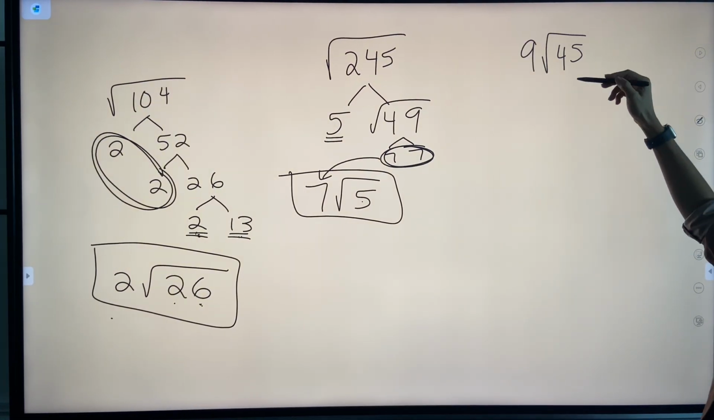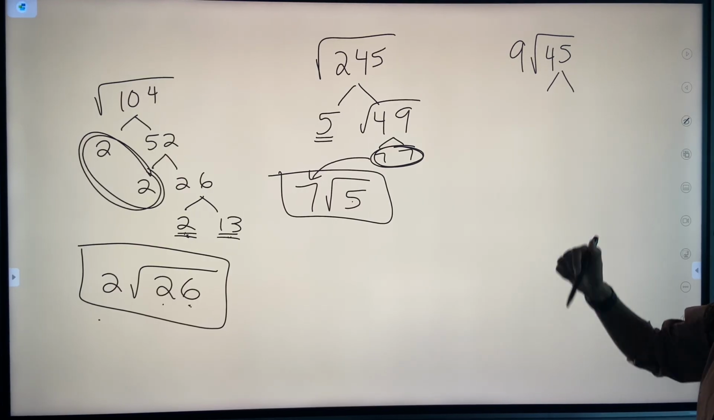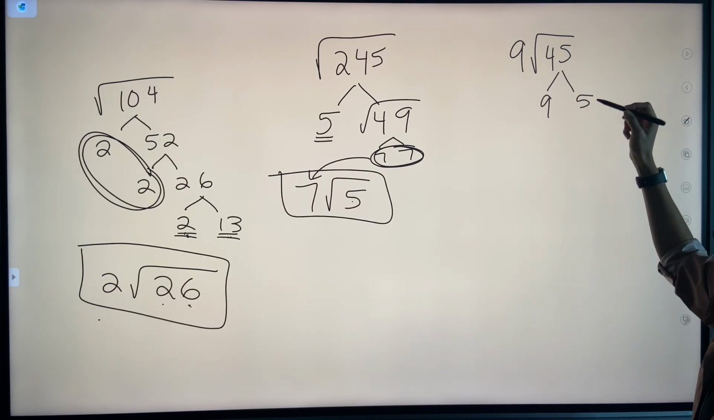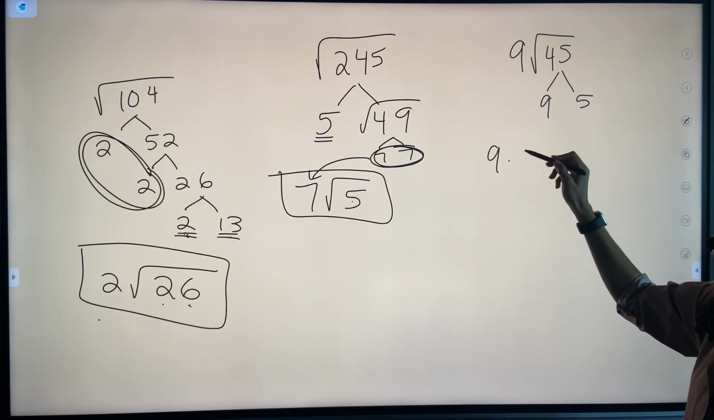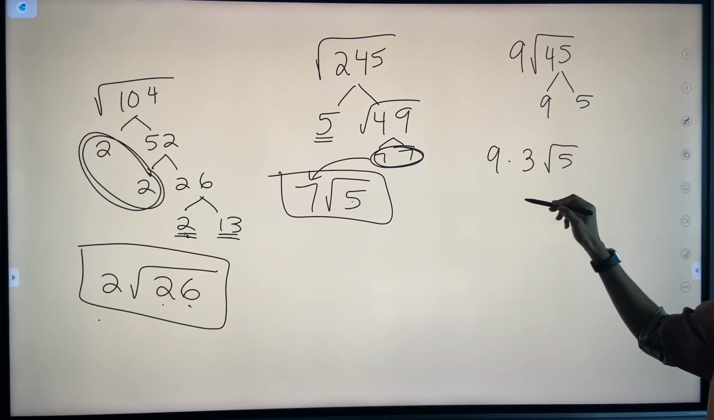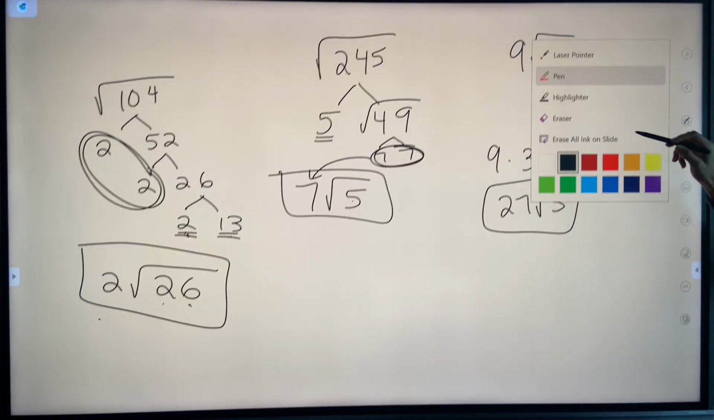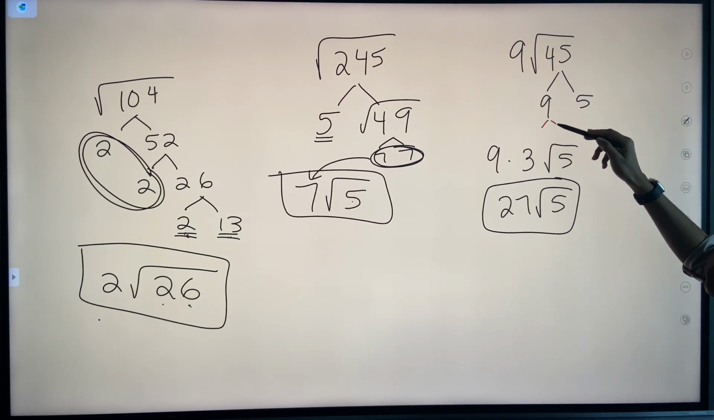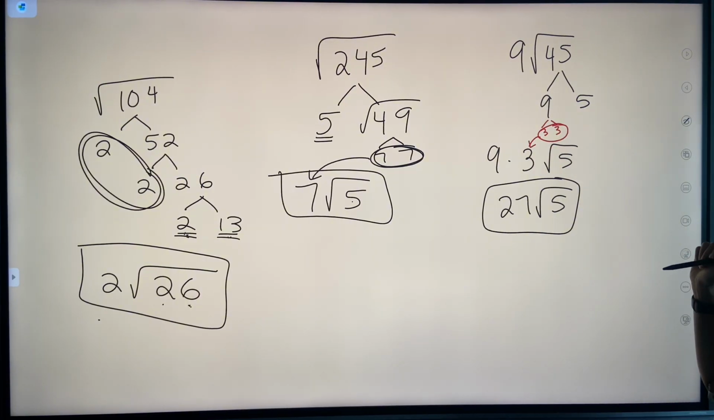Okay, so this one we're going to break down the 45. What can you break it down into? 9 and 5. What's the square root of 9? 3. So this will be 9 times 3 times the square root of 5, which is 27 square root of 5. If you continue to break it down, this would be 3 and 3, correct? Yes. Here's a pair, it goes right there.